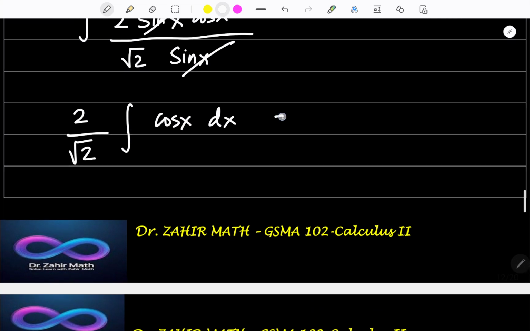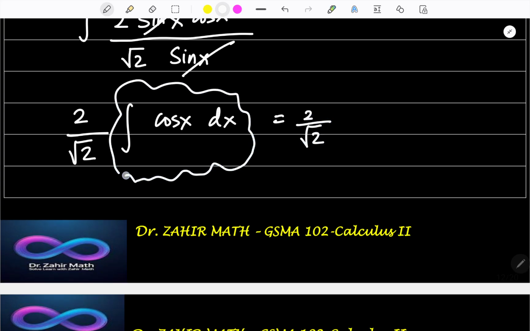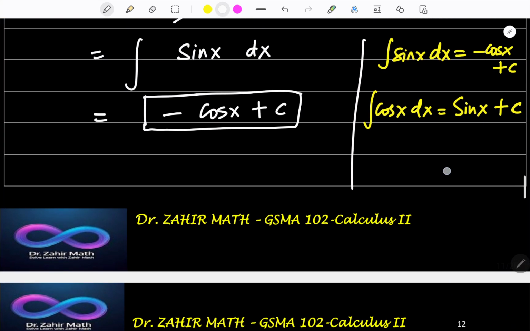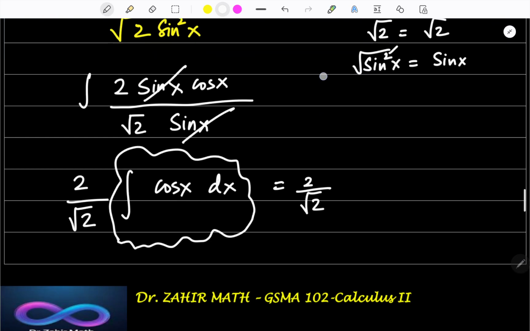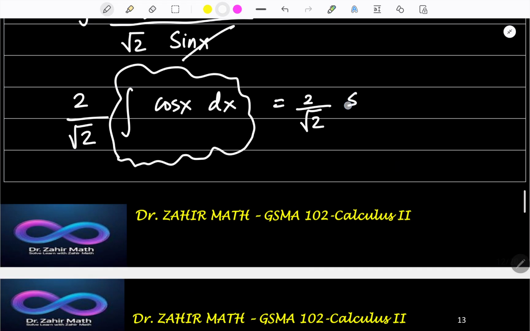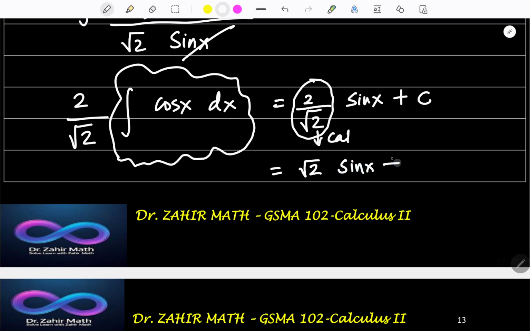So this equals 2 divided by square root of 2. What is the integral of cosine x? Just now I gave you the rule in the previous one. Sine x. Keep in your mind. So this equals sine x plus integrating constant c. Usually we don't keep irrational numbers in the denominator. You just put this in the calculator. You will get the answer square root of 2. Okay, right. And then sine x plus integrating constant c.